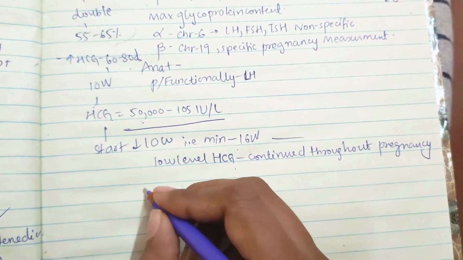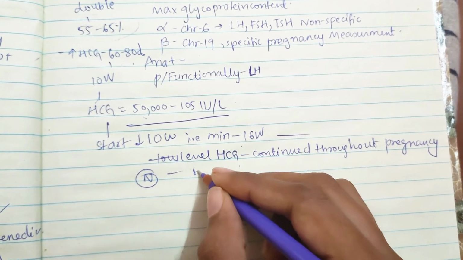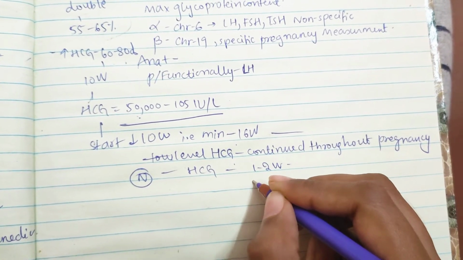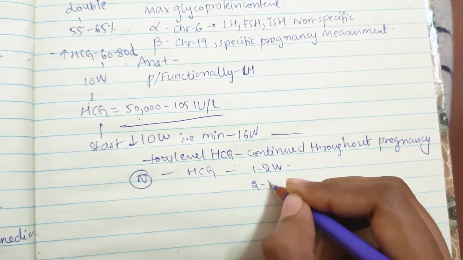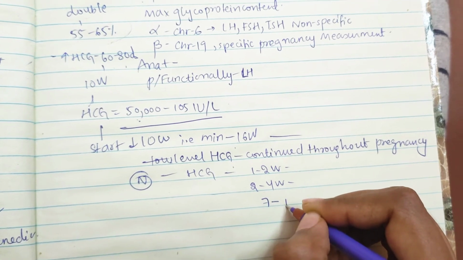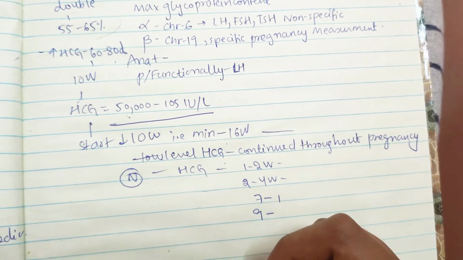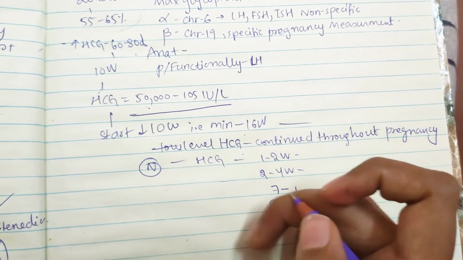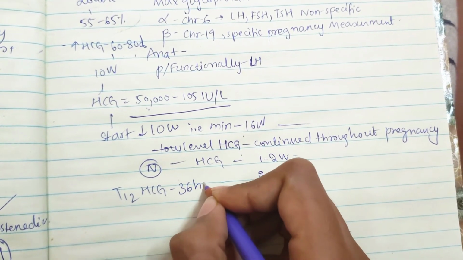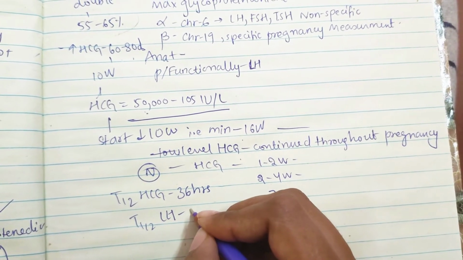When will HCG levels be back to normal, given that the low level continues throughout pregnancy? Normal HCG levels return just 1 to 2 weeks after normal delivery, or 2 to 4 weeks after abortion, or 7 weeks after partial mole evacuation, or 9 weeks after complete mole evacuation. So what is the half-life? The half-life of HCG is 36 hours, whereas the half-life of LH is only 2 hours.